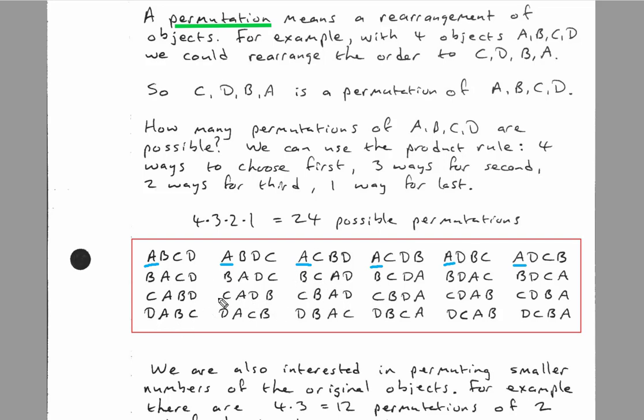So here are all 24 permutations of A, B, C, and D. Here's the one we saw earlier. Notice that A, B, C, D does count as a permutation, so nothing moved. This last one is everything reversed. So we're just permutations. We're just mixing up the order.